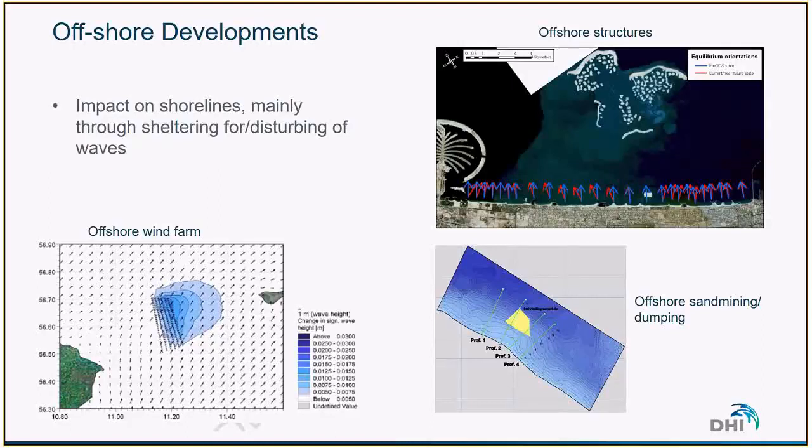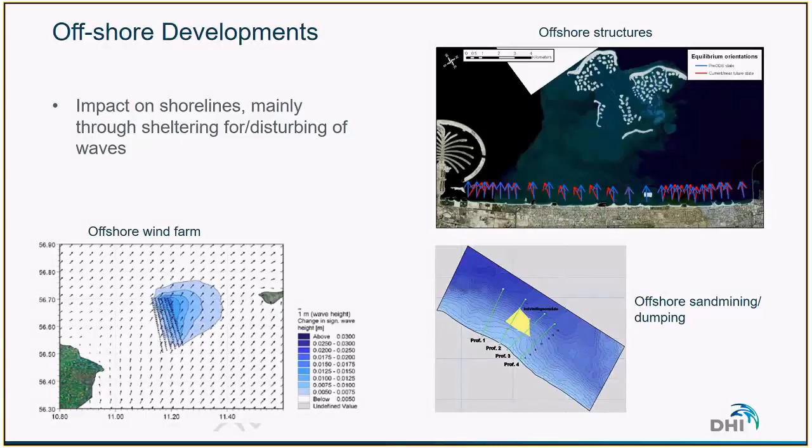So as we can see here, this offshore wind farm in the bottom left corner has a sheltering effect for the waves, which can potentially affect the wave conditions at the neighboring island. As we can see in the top right corner, the offshore development and all these artificial islands have an impact on the coast as well.